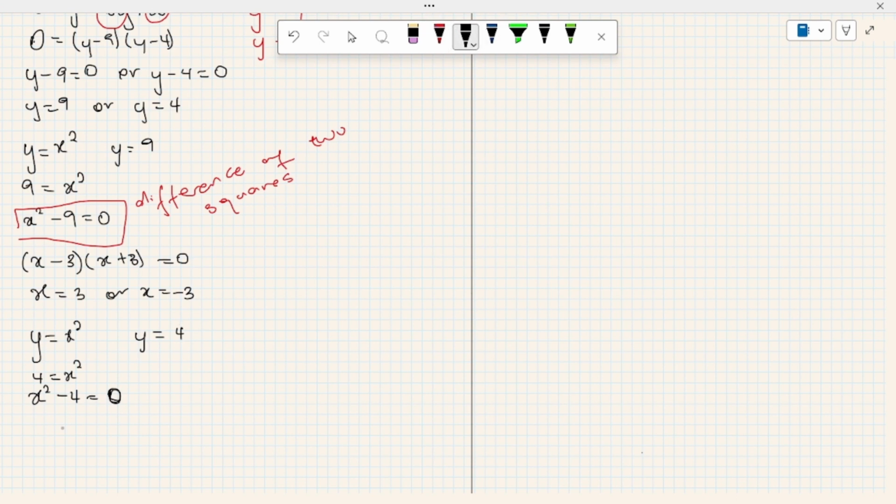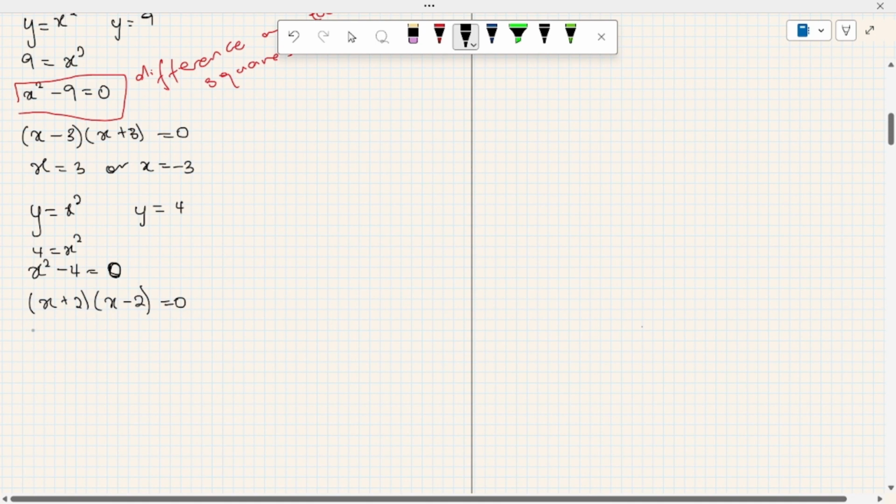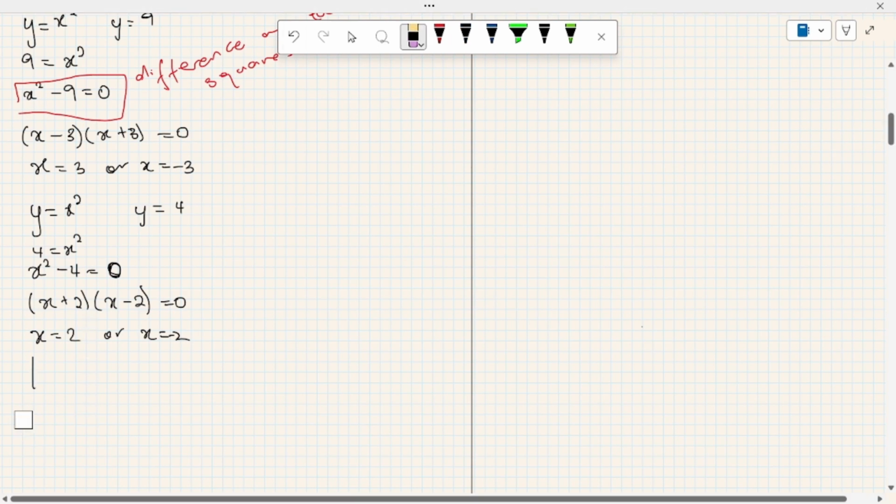So we do the same thing here. x plus 2 and then x minus 2 is equal to 0. So our solution would be x is equal to 2, or x is equal to negative 2, minus 2, right?